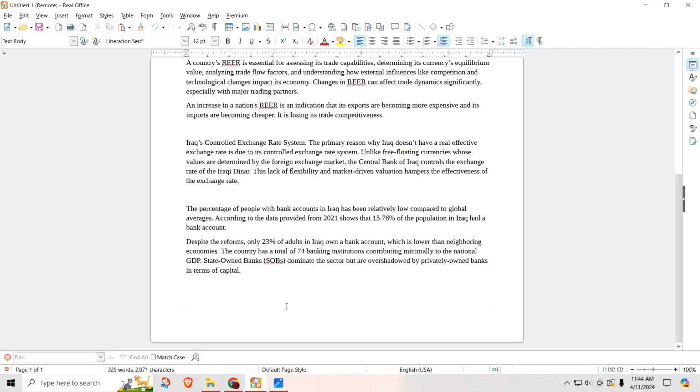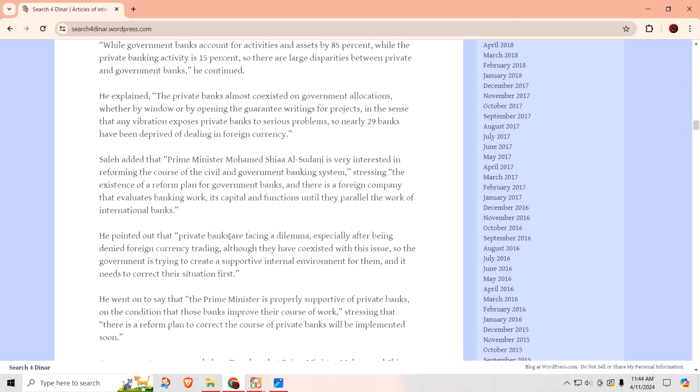State-owned banks dominate the sector but are overshadowed by privately owned banks in terms of capital. They're trying everything to get the Iraqi people into the bank to do business. But like I stated, the Iraqi people do not trust the banks, as you can see right here. And banks rely on the customers.